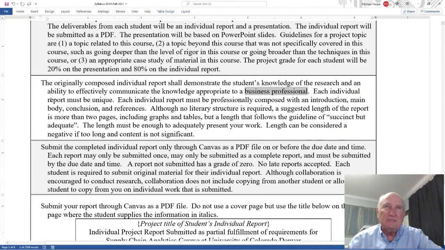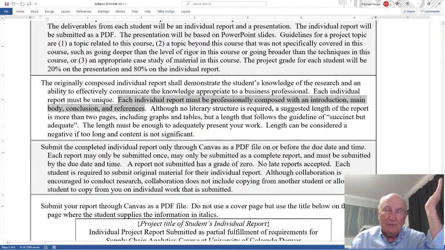Each individual report must be unique. Even though people can work together, each person must do their own report, and they can't submit the same reports. You can help each other, but each individual report must be professionally composed with an introduction, main body, conclusion, and references. Each person does it themselves. They can get help, but it's your work.